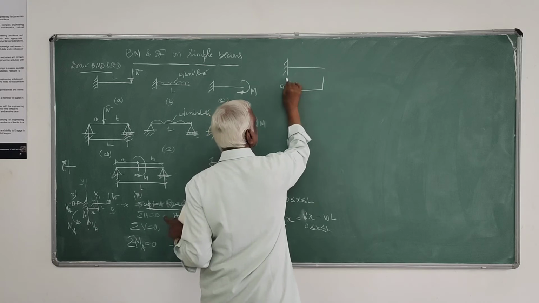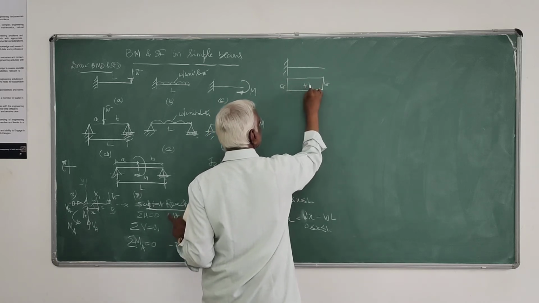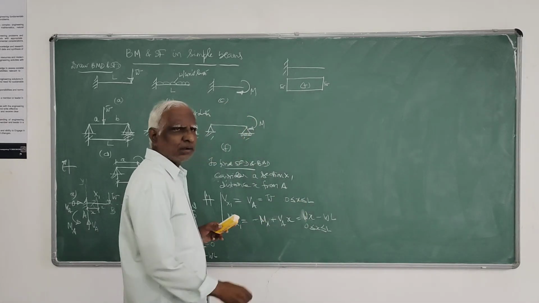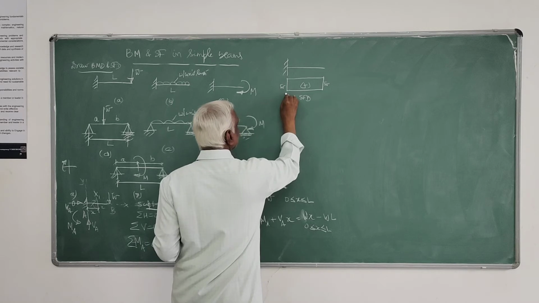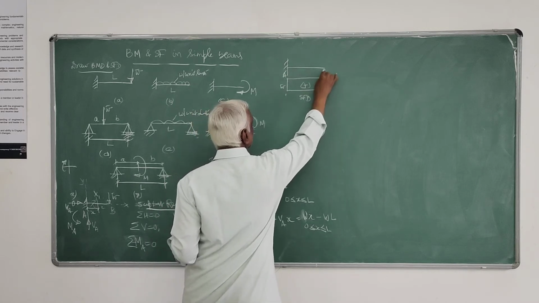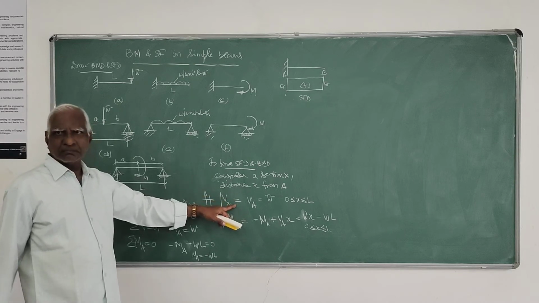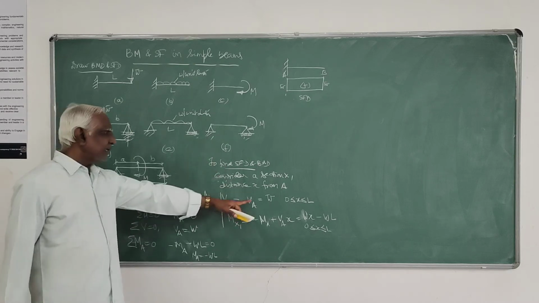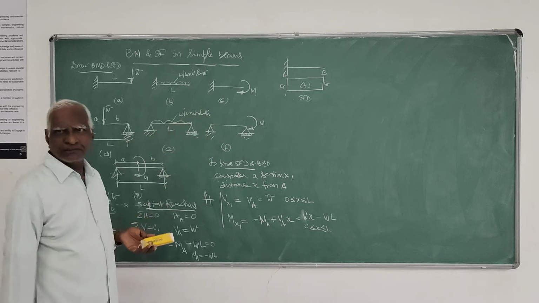Here also it is from here to here. So this is your shear force diagram from point A to point B. This is the equation at any section, x equals 0 to x equals L. You find out and plot.